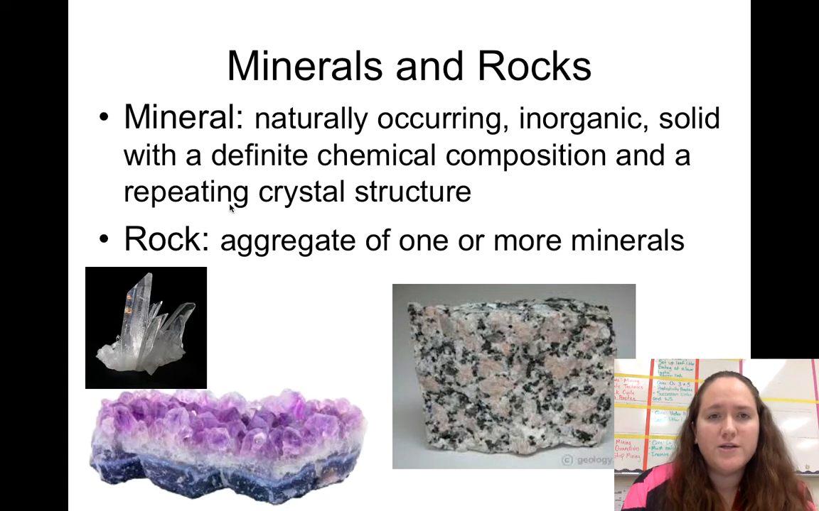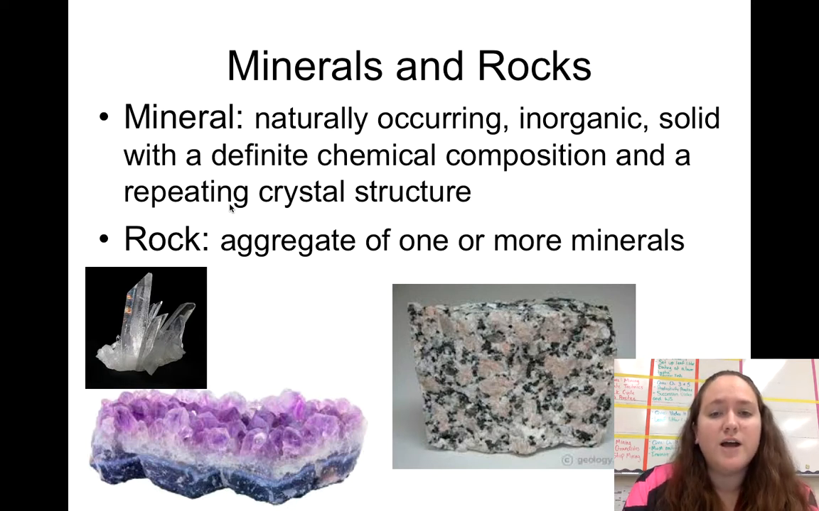So first we need to understand the difference between a rock and a mineral. A mineral has 5 characteristics. It's naturally occurring, inorganic, meaning it was never alive, solid, has a definite chemical composition. Quartz, for example, is SiO2, and a repeating chemical or crystal structure, a different pattern. It can be a shape, basically.